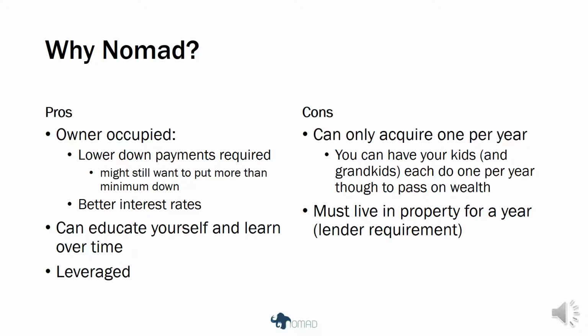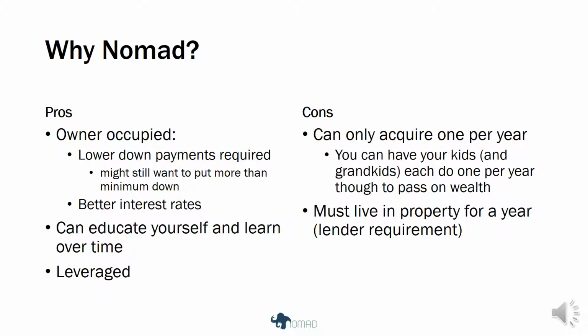If you put 20% down or 25% down, you buy it as an investment, you don't have to move in. But if you're doing Nomad and you're moving into the property, getting owner-occupant financing, you have to live there for a year. And that is a lender requirement. So it's a restriction from the loan. And if you try to break that rule, you're committing loan fraud, and you might be able to have free room and board and wear orange all day. So I don't recommend that you commit loan fraud.